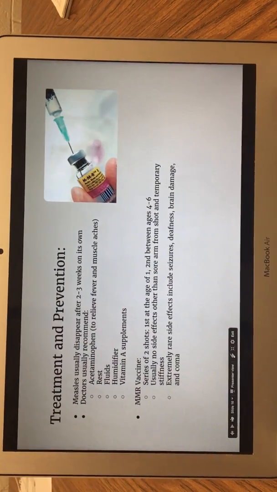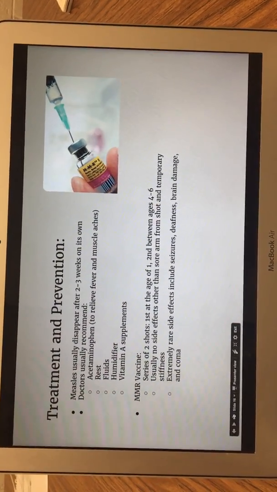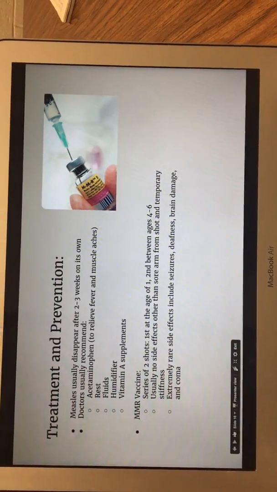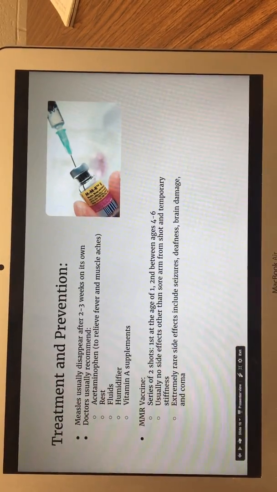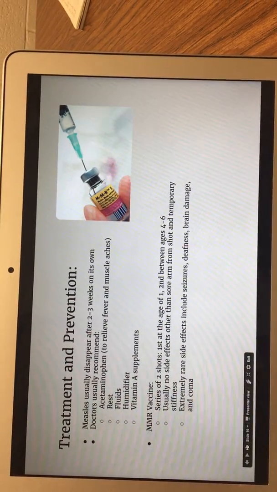One of the positives, I guess you could say, about the measles is that once you've had the virus in your system, you are no longer susceptible to it. So you can only get the measles virus once.